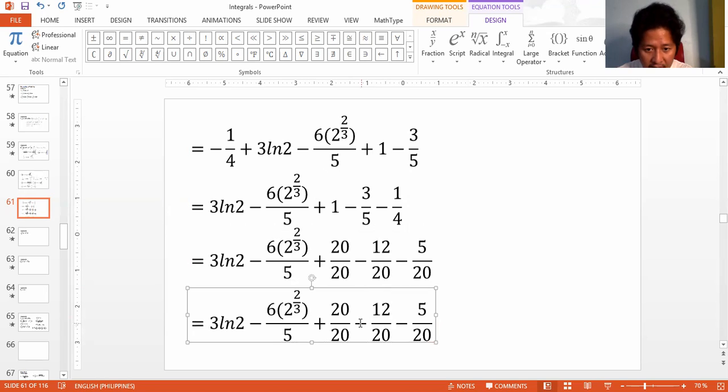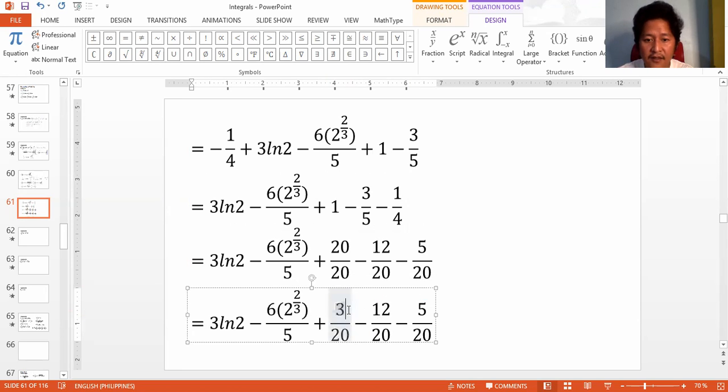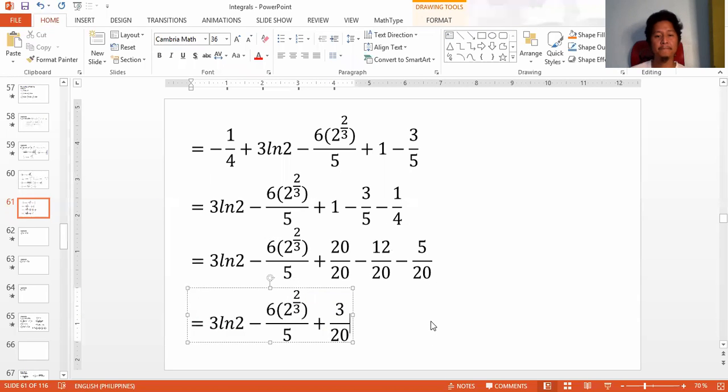Okay, and then subtracting the numerator, so 20 minus 12 minus 5. So, that would be 3. Okay. Natira na lang ay 3. So, let's just remove this. Okay. And that's it. Any question?